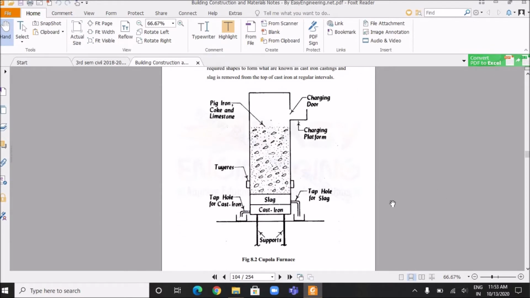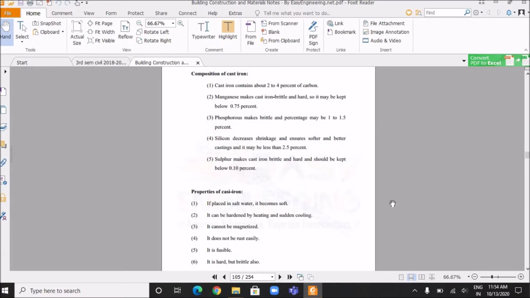Here you can see the figure of the cupola furnace, which has a diameter of about 1 meter and height about 5 meter. Composition of cast iron. Cast iron contains about 2 to 4% of carbon.